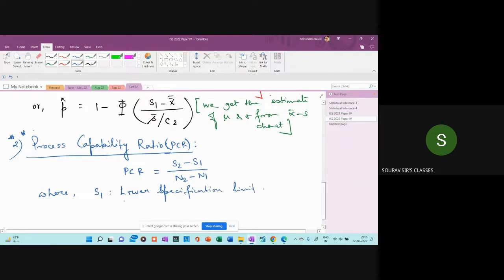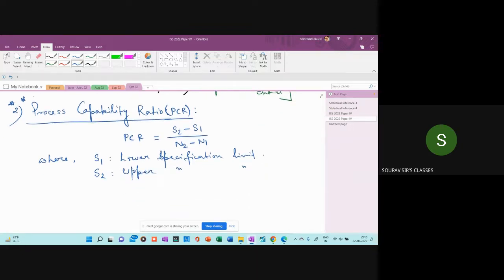we all know about specification limits. This S1 is the lower specification limit. This S2 is the upper specification limit. This N2 is upper specification, not, sorry, this N2 is the upper NTL, and N1 is the lower NTL.